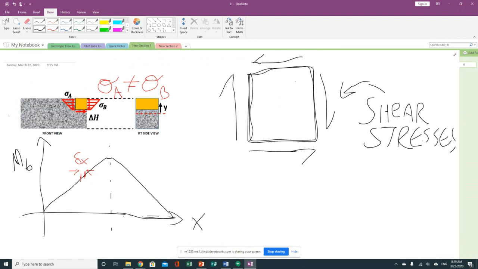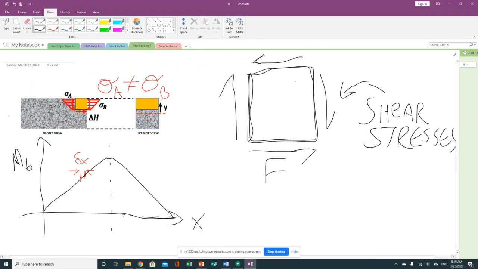This cube has to be in static equilibrium. That's kind of the condition that we've set here. Everything has to be in static equilibrium. It cannot translate and it cannot rotate. So if I have one force here, in order to stop it from translating to the right, what has to be true about the force that's going to the left?